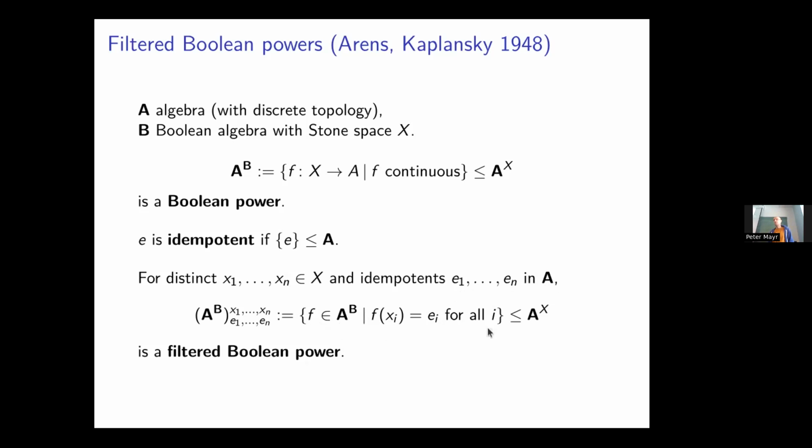And that's going to form a subalgebra of A to the X, which I'll call the filtered Boolean power. Using this notation, with the xi's in the exponent and the ei's down there, we remember that x1 has to be fixed to e1 in these functions.